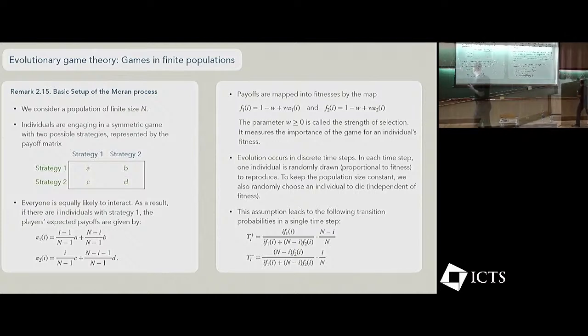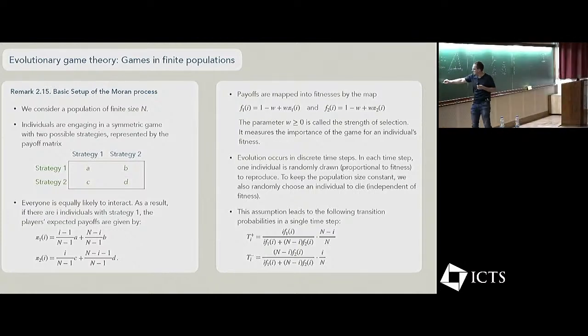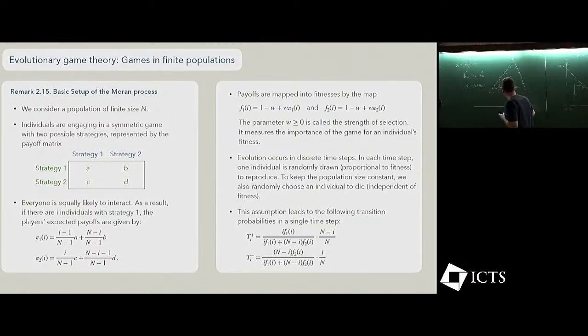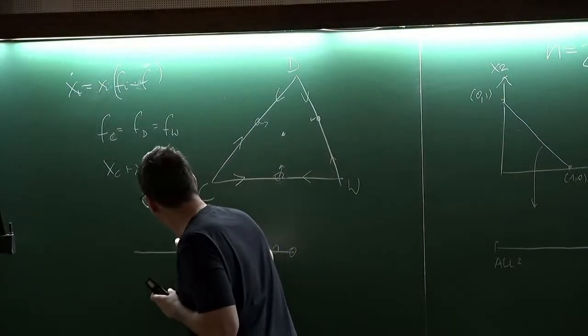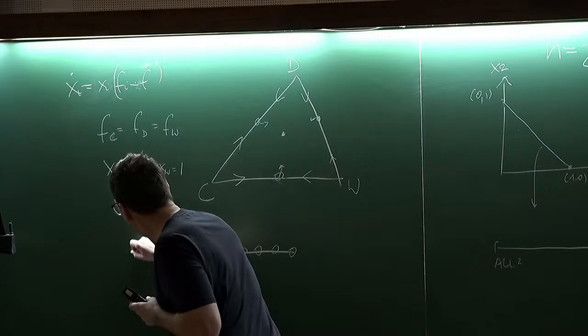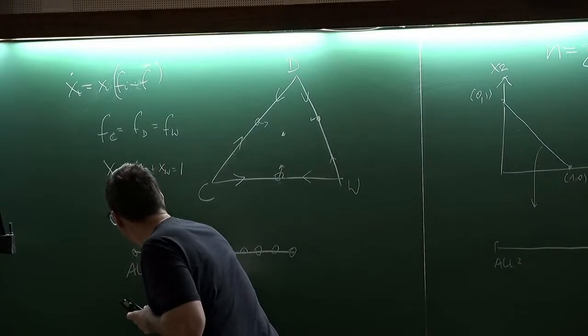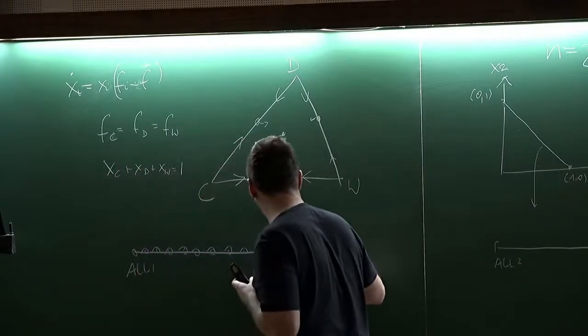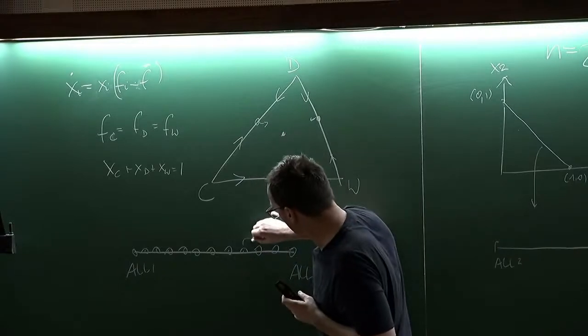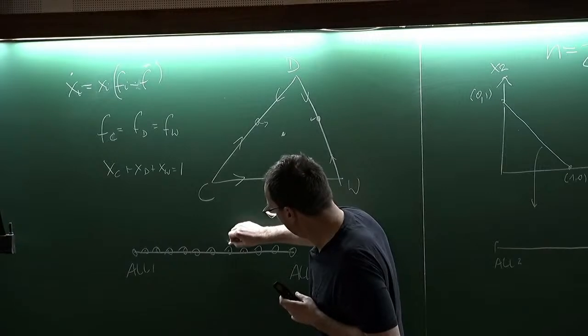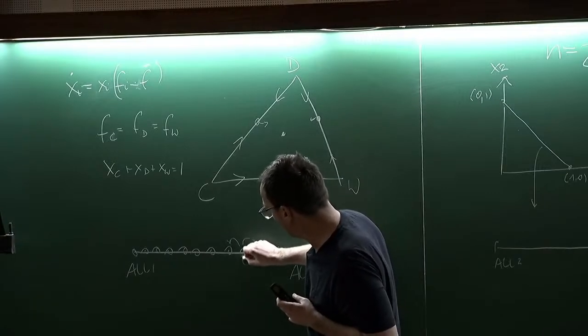So what you have pretty much is this Markov chain where you have all possible population compositions. So here, for example, would be all 1. Here would be all 2. And in each time step, you can either move up or down, or you can also happen to stay the same.